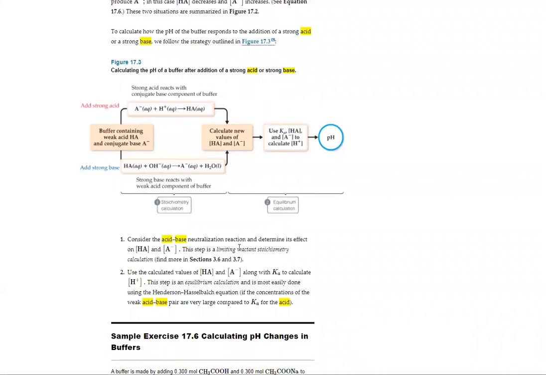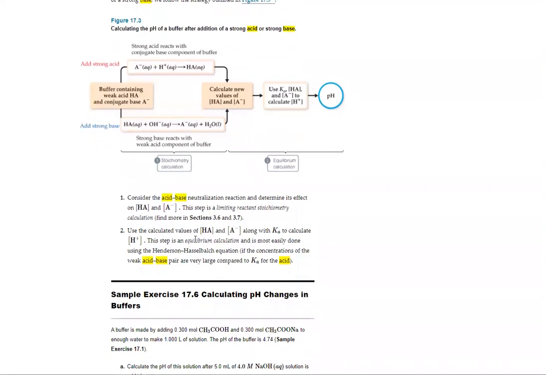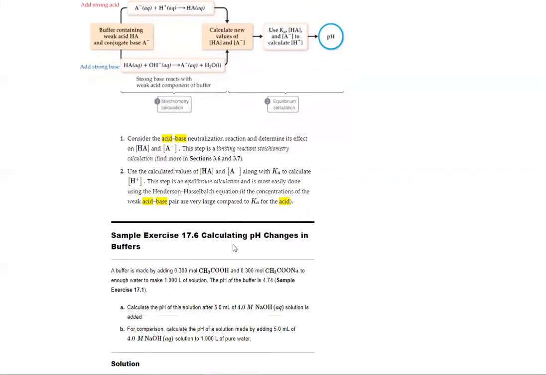Consider the acid-base neutralization reaction. Step one is a limiting reactant stoichiometry. You don't really have to worry about that. Use the calculated value of HA and A minus. Step two, you might have to use the Henderson-Hasselbalch equation, which is on your reference table. Just plug into that after calculating for Ka, pKa, and for the concentrations of the conjugate base and the conjugate acid, and you should be good for that.